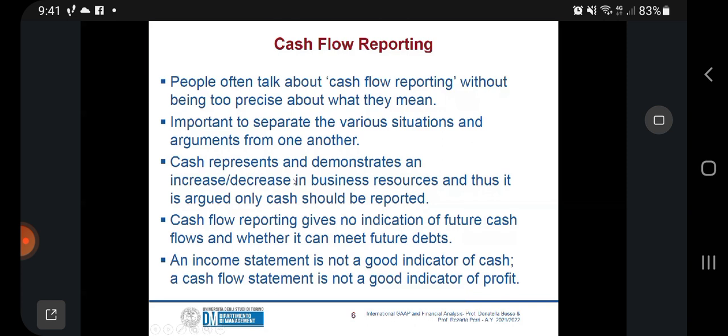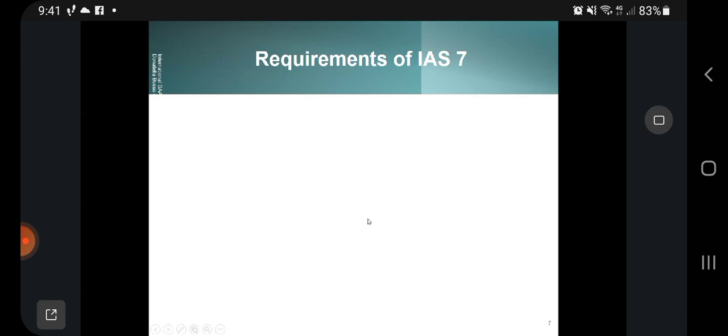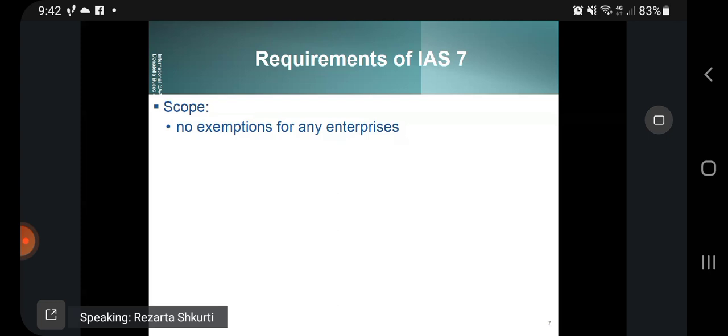Let's go at the requirements of the standard itself after presenting in general some concepts related to cash flows and cash flow reporting. What does the standard say about the cash flows? The scope of IS 7 is to, first of all, be applied by all companies, by all enterprises. IS 7 does not exempt any of the enterprises. That means also the insurance companies, financial institutions, banks, which are very specific industries and enterprises, they also have to prepare the cash flow statement according to this standard.